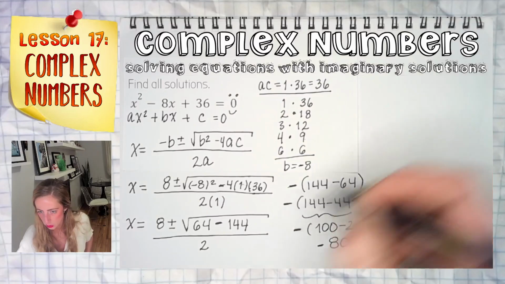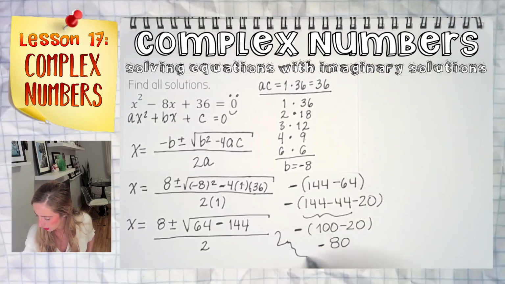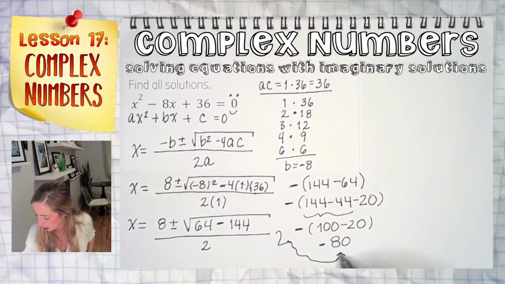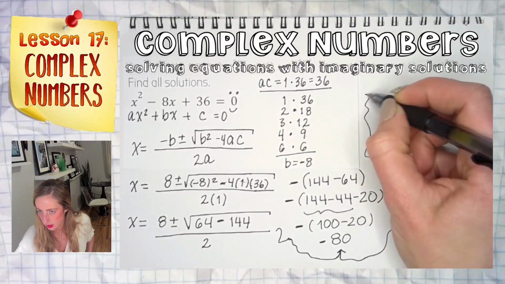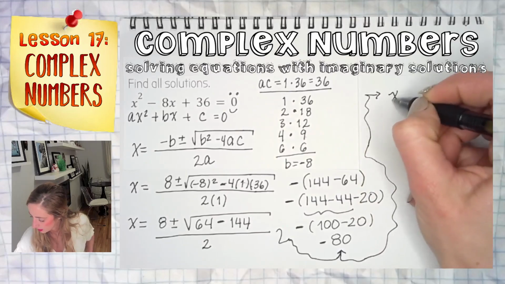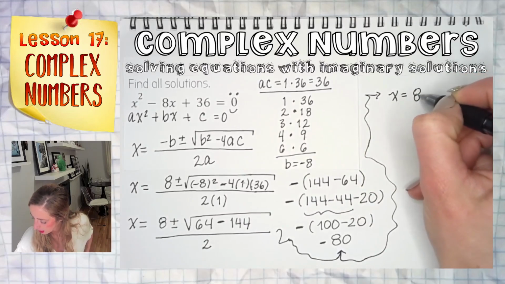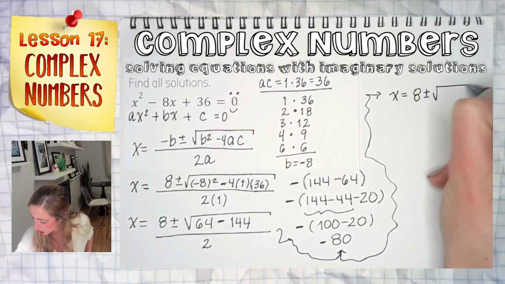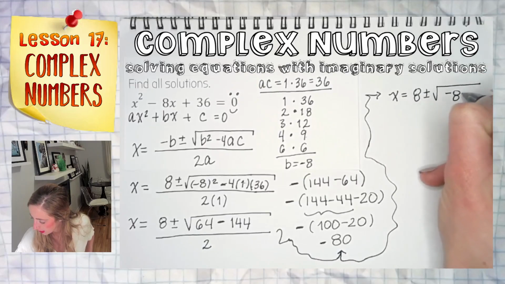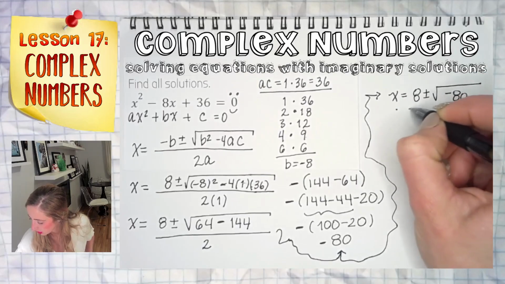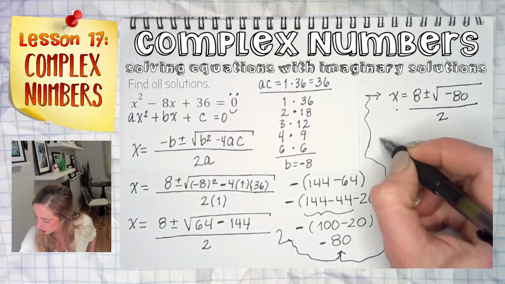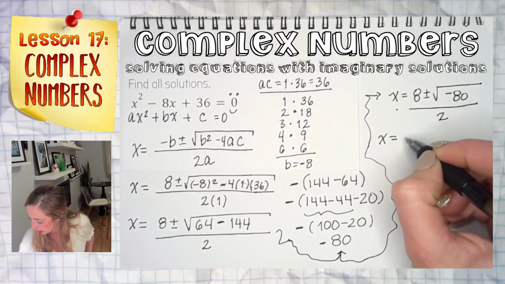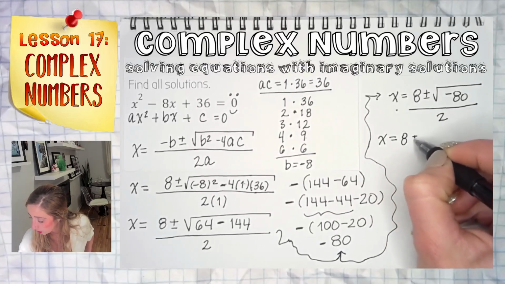Let's continue from, so that's sort of my sidebar. Okay, x equals 8 plus minus the square root of negative 80, all over 2. Let's do a full x-ray of this over here to see what's inside and what we can remove from in here.